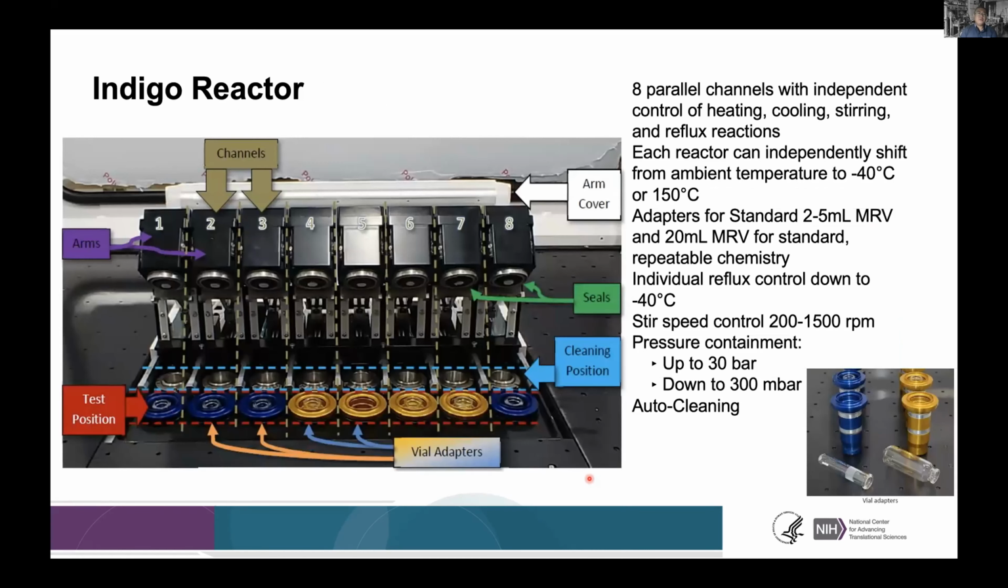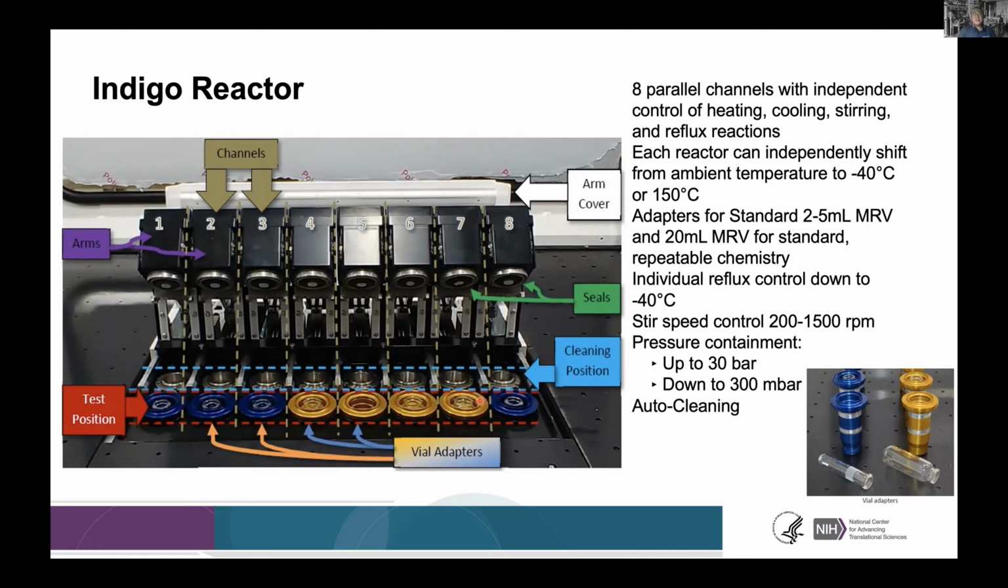So here we introduce the Indigo reactor. What is the Indigo reactor? The Indigo reactor has 8 parallel channels with independent control for heating, cooling, stirring, and reflux for reactions. In the first row, you can see the reaction zone, and the different colored adapters represent different vial sizes. On this side, the blue one represents a 2 to 5 ml microwave vial, and the golden one represents a 20 ml microwave vial.